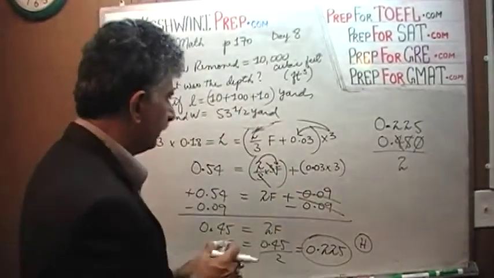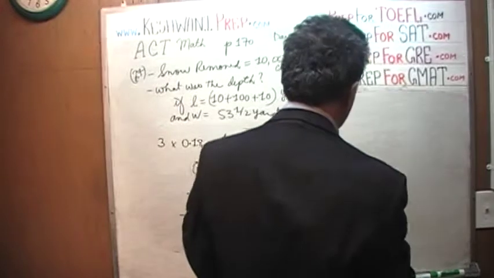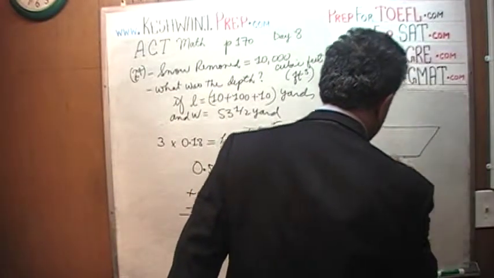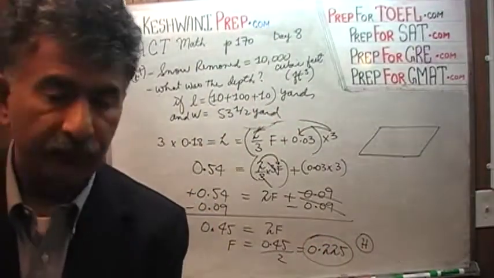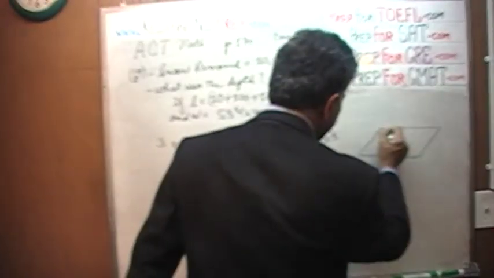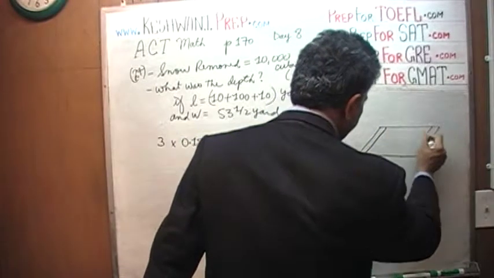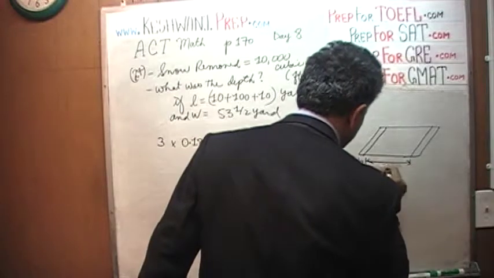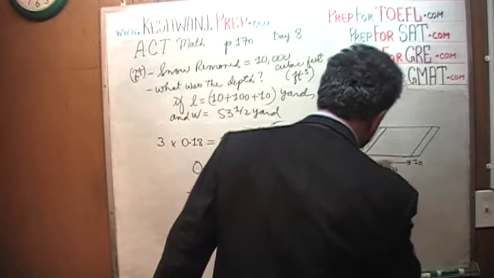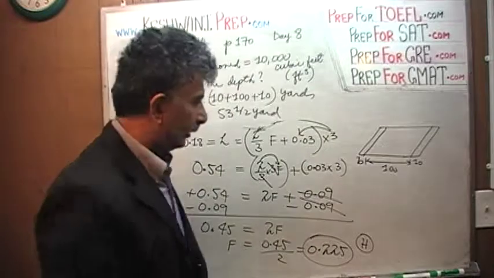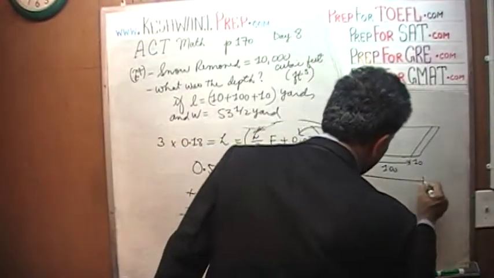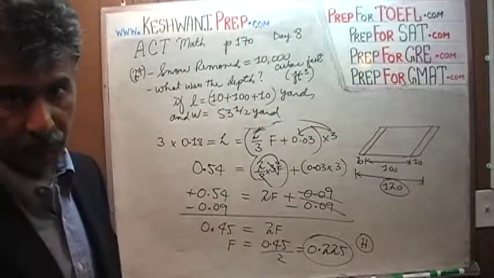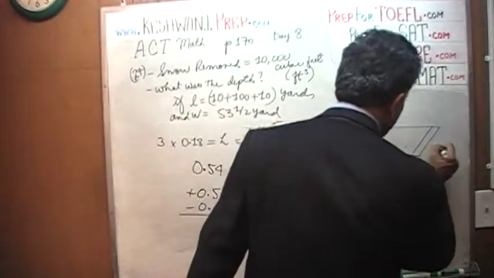Let me draw the picture here that they give us. Here's our football field, and of course we know we have 10 yards here and 10 yards on this end, so this is your 10, and then from here to here we have 100 yards and then another 10. So that's where we get the whole length. The whole length happens to be 120. That's the part you need to pay attention to. Do you understand? And this side is 53.5.